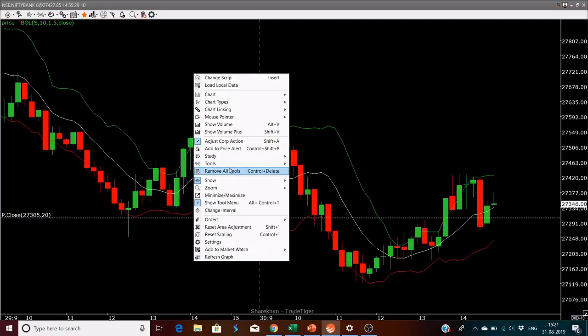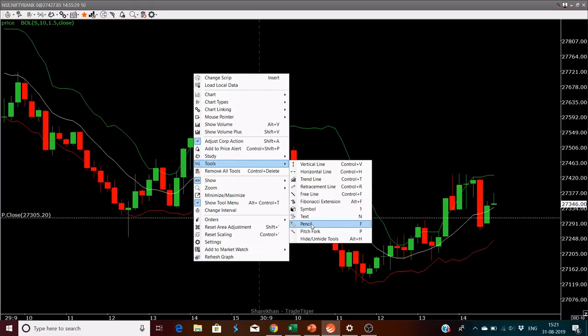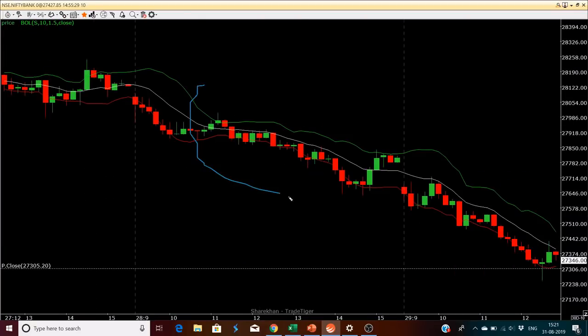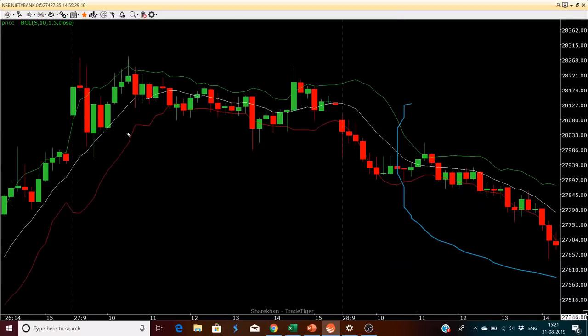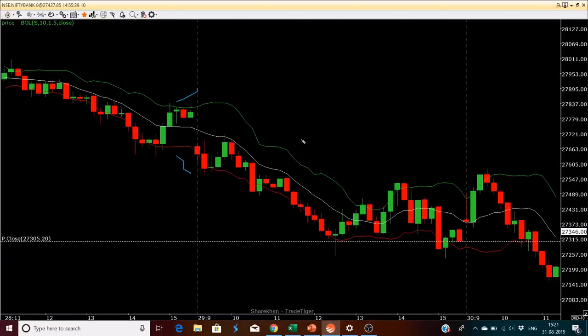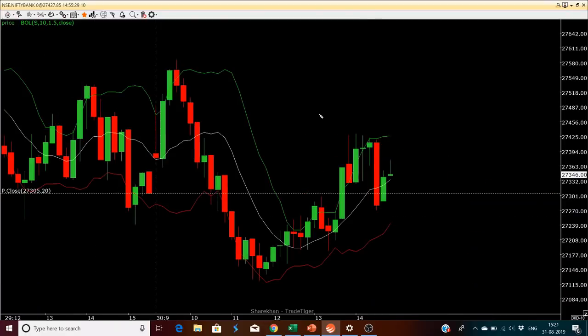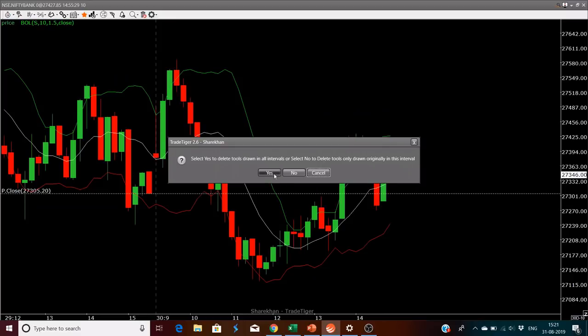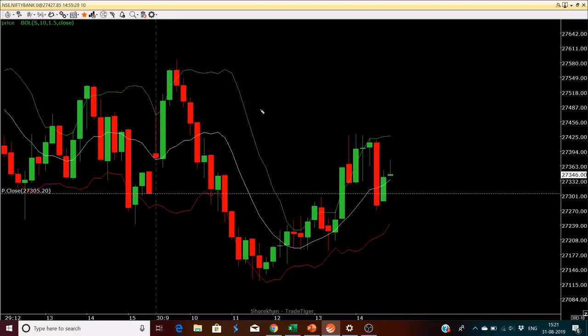I'll put a tool here so that I can show you a squeeze. So this is a squeeze, right? And there is an expansion. So it moves in that fashion. It's a squeeze and then it expands. Now, how do we trade this? Let us understand that. This is a 10-minute chart, as you can see here.